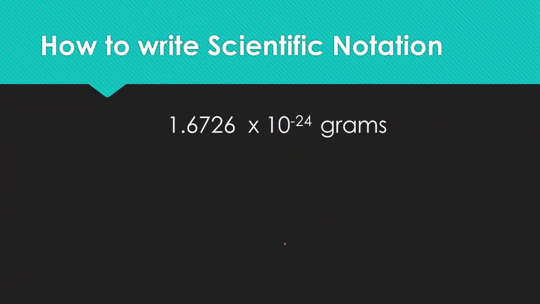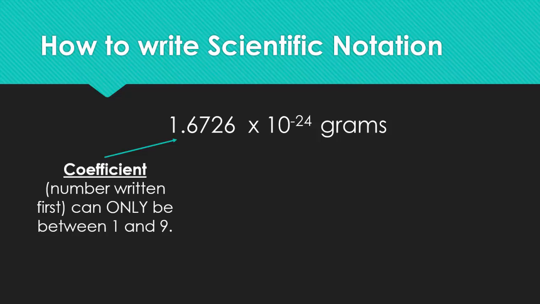So here's an example of how to write scientific notation. Here's 1.6726 times 10 to the negative 24th grams. Okay, so coefficients are the first portion of a scientific notated number. They consist of a value between 1 and 9. It has to be between these values. It can never be a double digit, so you'll never get 10 point something. And they can never be 0 point anything.